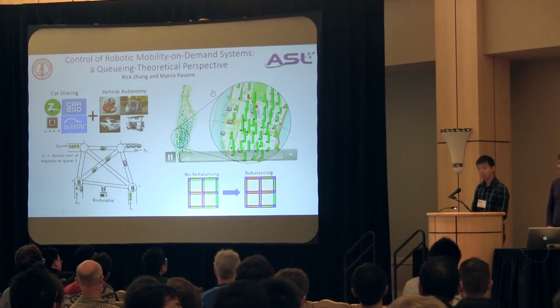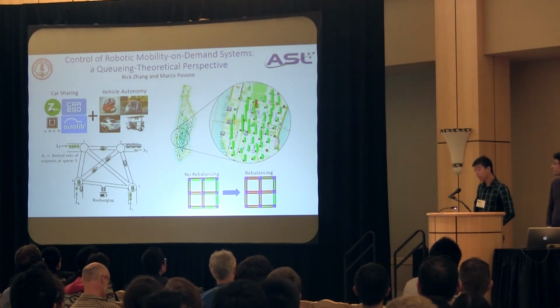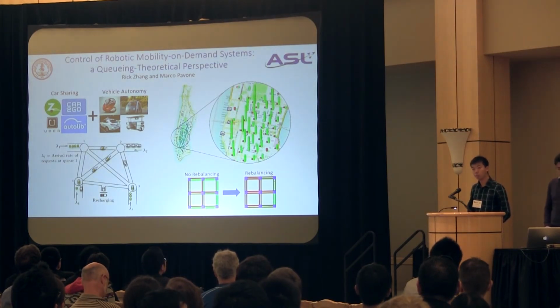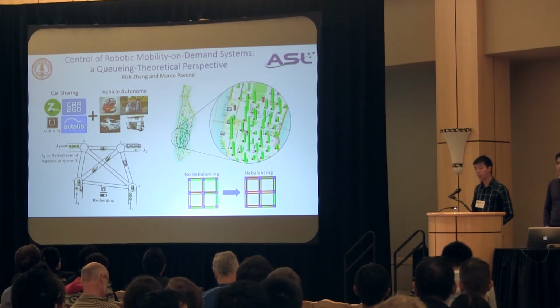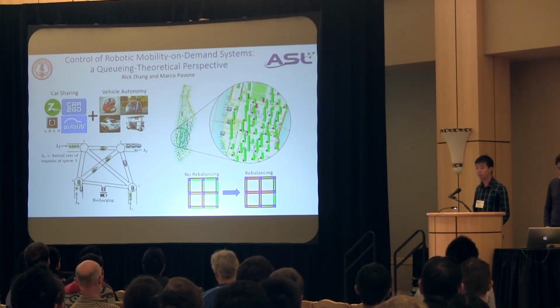Hi, my name is Rick Zhang. I work with Marco at the Autonomous Systems Lab at Stanford. Our research focuses on developing tools to systematically design, analyze, and control autonomous mobility on-demand systems, which can be viewed as a combination of car sharing and autonomous vehicle technology.